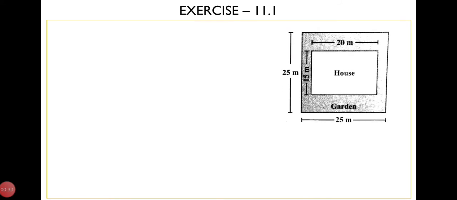Mrs. Cossack has a square plot with the measurement as shown in the figure. Yes, you can see the figure. She wants to construct a house in the middle of the plot. A garden is developed around the house. Find the total cost of developing a garden around the house at the rate of rupees 55 per meter square.